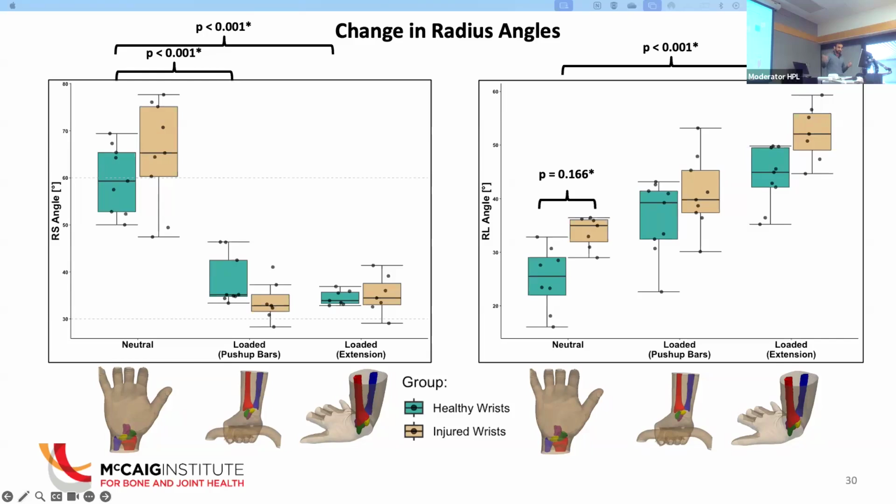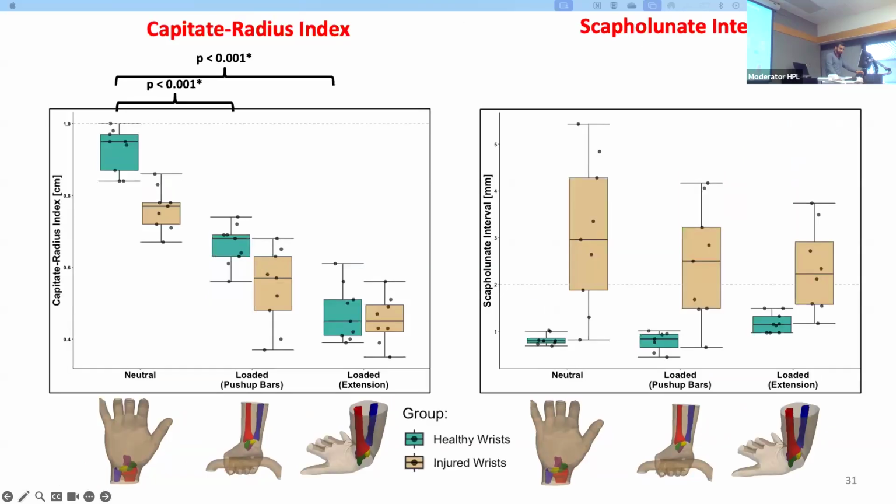The lunate also begins to extend under load, and the largest amount of extension is seen in those load-bearing positions. So you see that opposite occurring on the right-hand side here, and that means that there's more extension. And then the only difference that we saw between groups was in that unloaded radiolunate articulation, where that lunate is in more of an extended position with the injury.